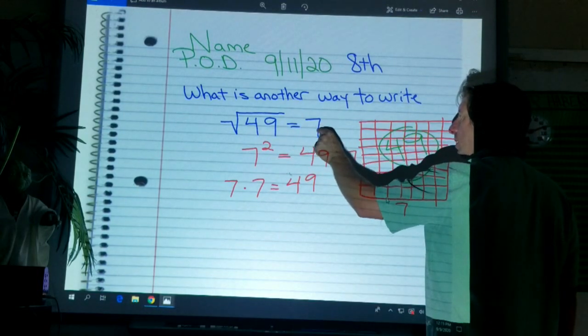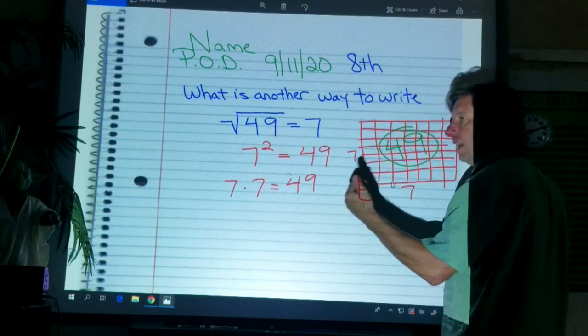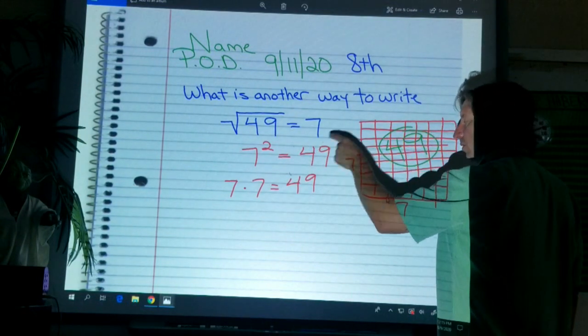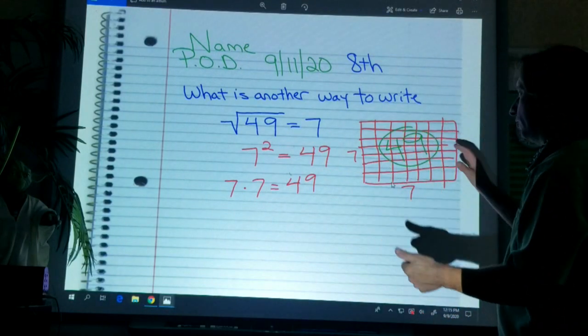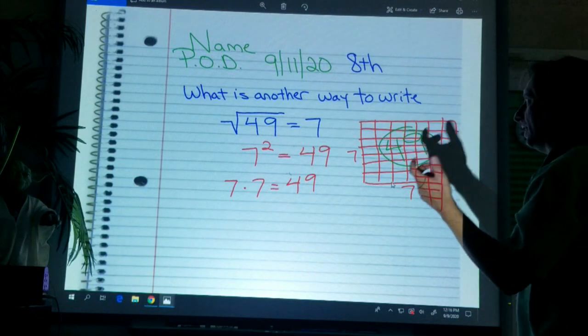Remember, it has to be two numbers that are the same. 7 times 7 is 49. Okay, it can't be anything different. You can't have two different numbers, or else you have a rectangle, then you don't have a square anymore. So we're going to learn another way to write the same thing today.